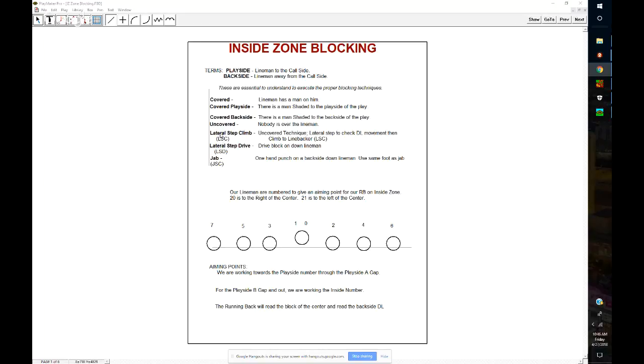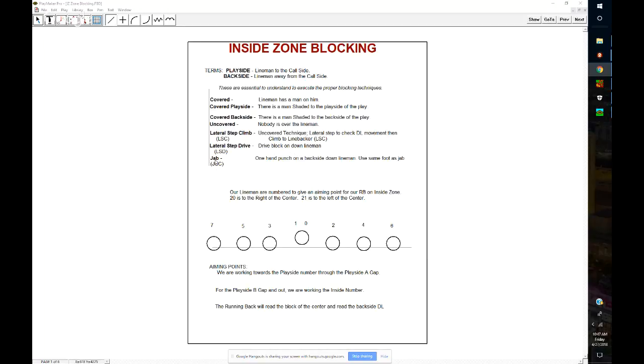With that, we're going to have basically three terms that should be telling our guys what to do. Our lateral step and climb is for an uncovered technique. We're going to lateral step to check the defensive line movement, and then climb to the linebacker. We'll call that LSC for short, lateral step climb. Lateral step drive is when we're drive blocking on a down lineman. We'll use that when we're covered on our play side.